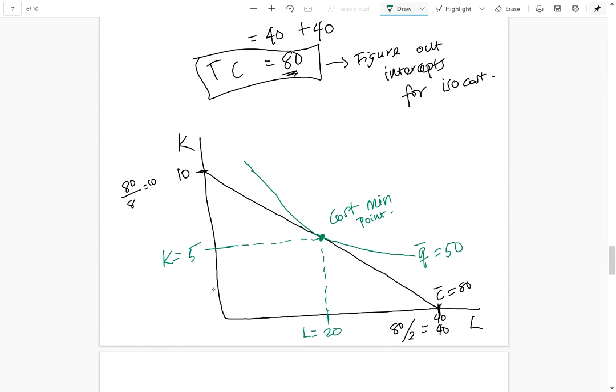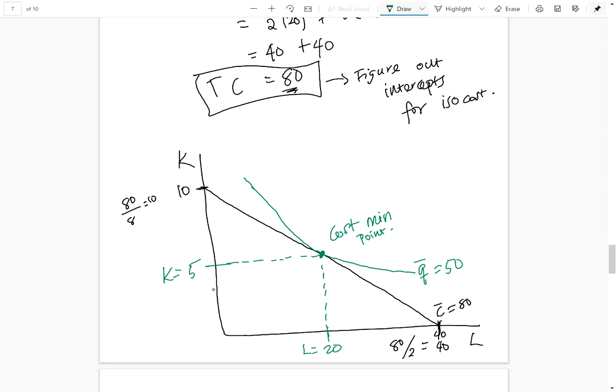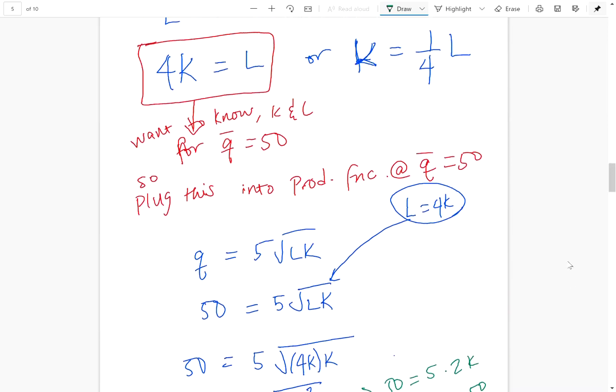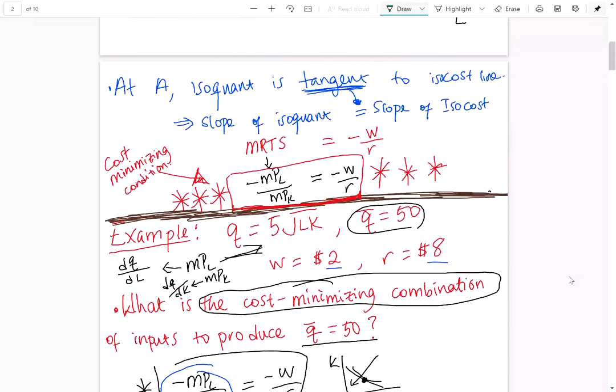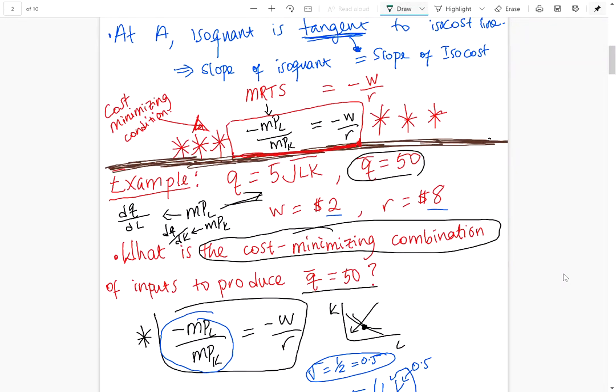Ta-da. All right, if you have any questions about this, we kind of went through a lot of calculations, which is something we needed to do to find that cost minimizing point for the firm. It's something a firm needs to know if they're trying to maximize profit. How should we minimize cost?